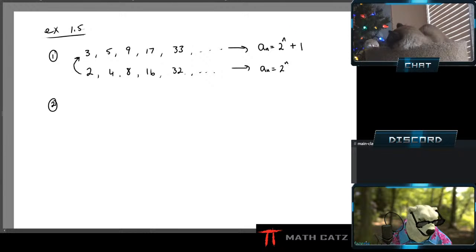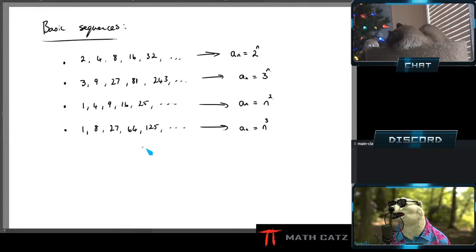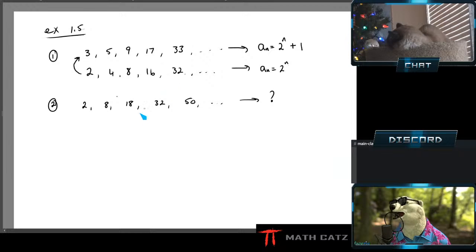Now I lost my questions here somewhere. Let's open it again. So I just have a few of these I want to practice. Number 2 is 2, 8, 18, 32, 50, and so on. And I'm trying to find what is that formula. But before I can do that, I need to figure out which one of these 4 basic sequences this is closest to. Now that's tricky. But luckily I only have 4 of them, right?